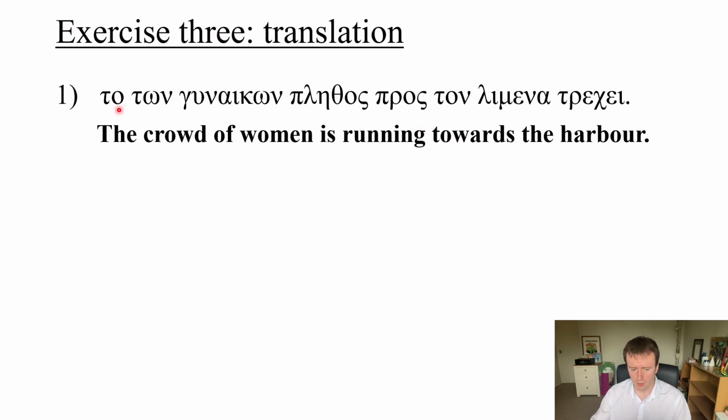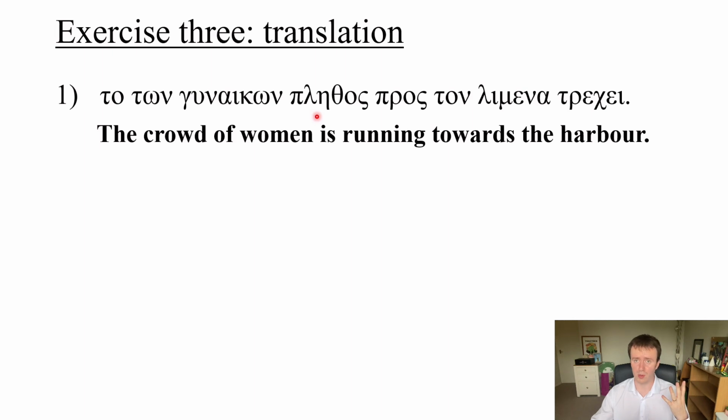So far we've got the crowd of women towards the harbour, and we've got the verb treche. Treche is from the verb trechor, the verb to run. Here it's treche because he, she or it is running. And now we know that to pletos, the crowd, must be in the nominative. It must be the subject, because you can't conceive it as accusative, essentially.